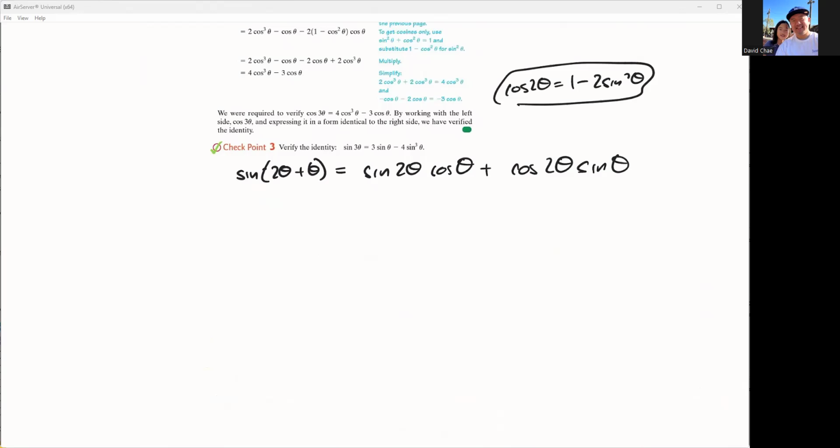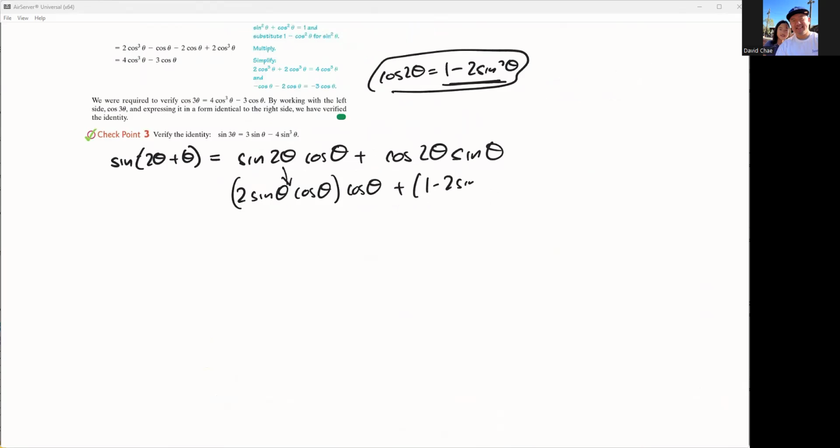What's sine 2 theta? Two sine theta cosine theta, right? I'll replace that with this. And then cosine theta plus, if we use this, it'll be 1 minus 2 sine squared theta, times sine theta. Is that right? Okay, here we go. Yes.